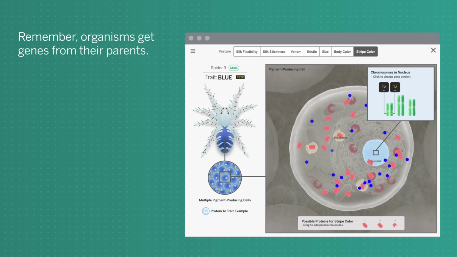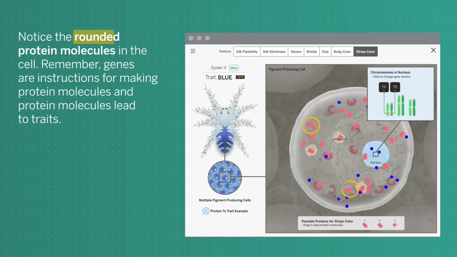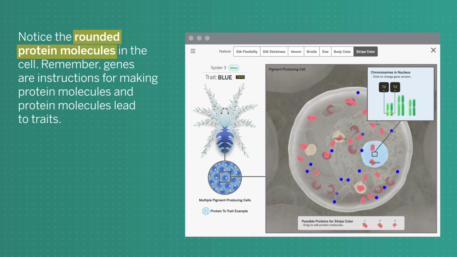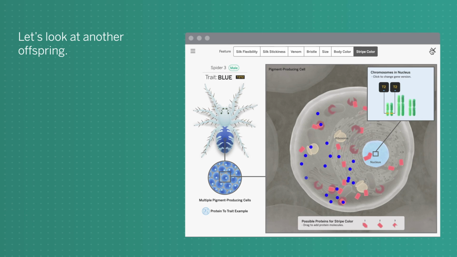Remember, organisms get genes from their parents. Notice the rounded protein molecules in the cell. Remember, genes are instructions for making protein molecules, and protein molecules lead to traits. Let's look at another offspring.